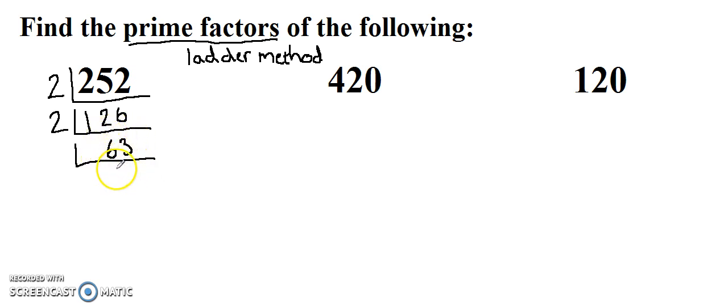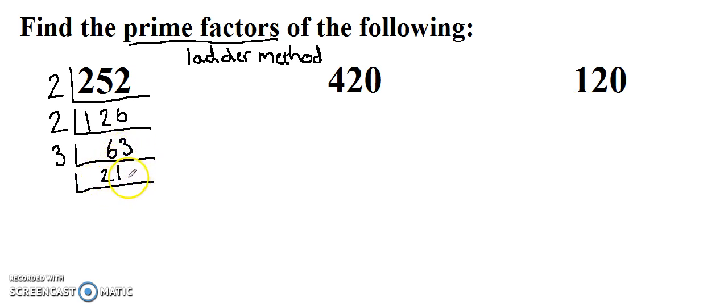Now I know that 3 can go into 63 because in order to find out if a number can be divided by 3, I just add the digits together. If that's a factor of 3, then it's good. So 6 plus 3 is 9. 3 can go into 9, so it's all good. So what is 63 divided by 3? That's going to be 21.